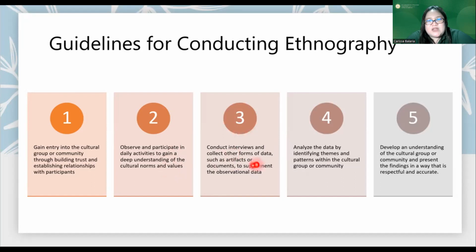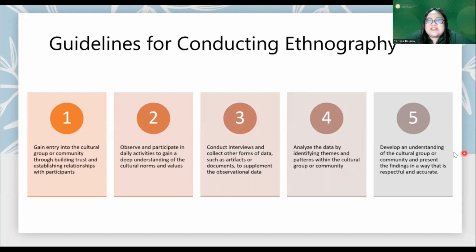Okay. So conduct interviews and collect other forms of data such as artifacts or documents. Then analyze by making themes. So what are the themes you can create here? Eating practices, religious practices, marriage practices, etc. Familial duties and responsibilities. Those are about the values, their beliefs, their system. That's what you write in ethnography.